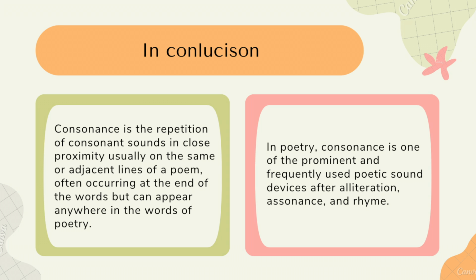In conclusion, consonance is the repetition of a consonant sound in close proximity, usually on the same or adjacent lines of a poem, often occurring at the end of the words, but can appear anywhere in the words of poetry. In poetry, consonance is one of the prominent and frequently used poetic sound devices after alliteration, assonance, and rhyme.